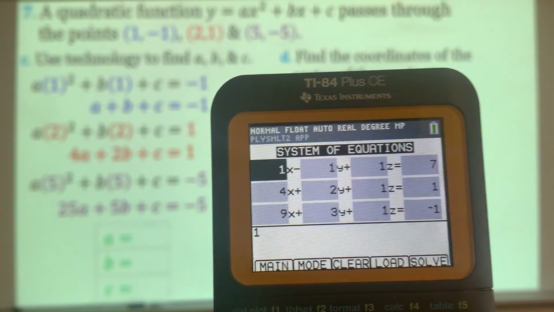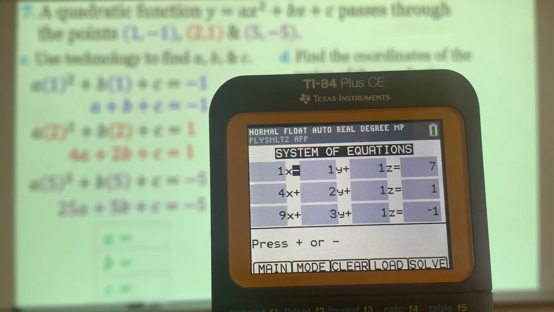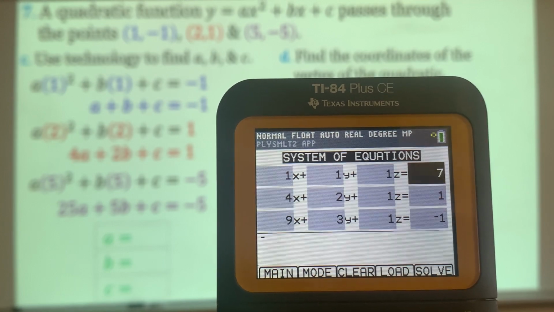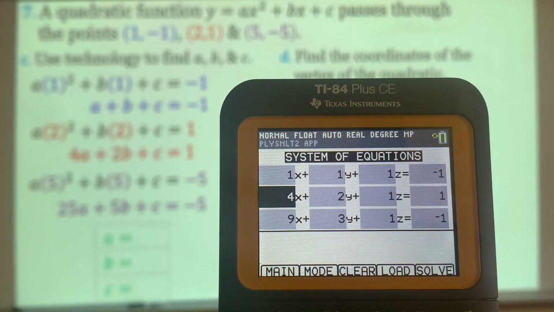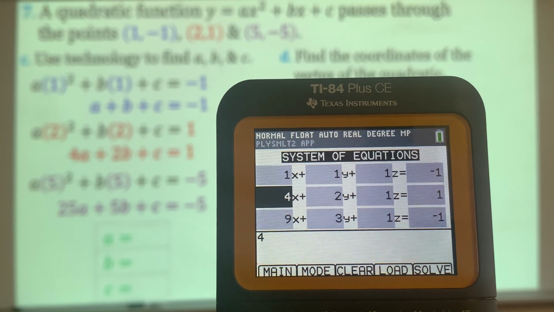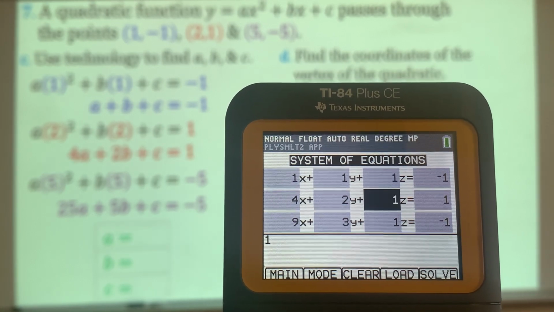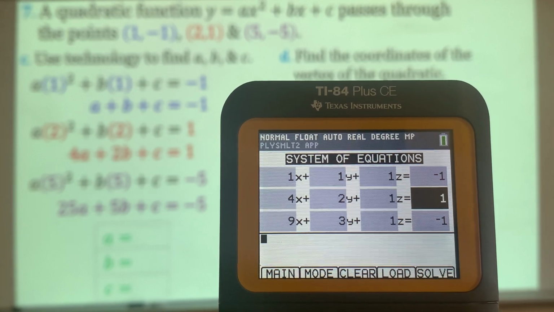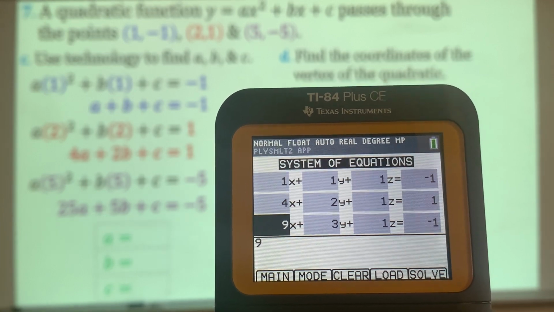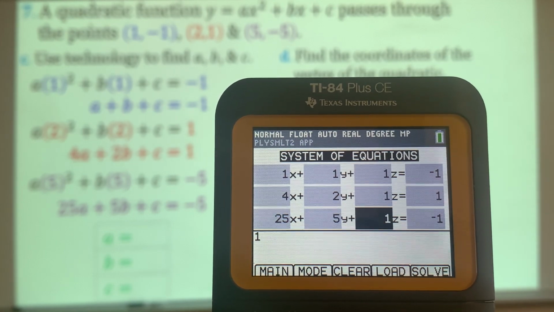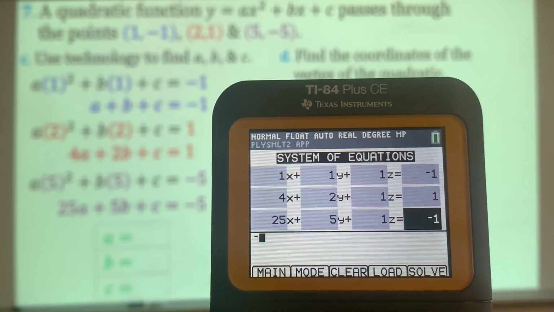So 1 plus, so I've got to put my plus in there, 1 plus 1 equals negative 1. All right, that's not too bad. 4, 2, and 1: 4a plus 2b. Notice it's always at the same slot. Plus 1c equals 1. That's the same point I had before. Now this one is 25 plus 5b plus 1c equals negative 5.